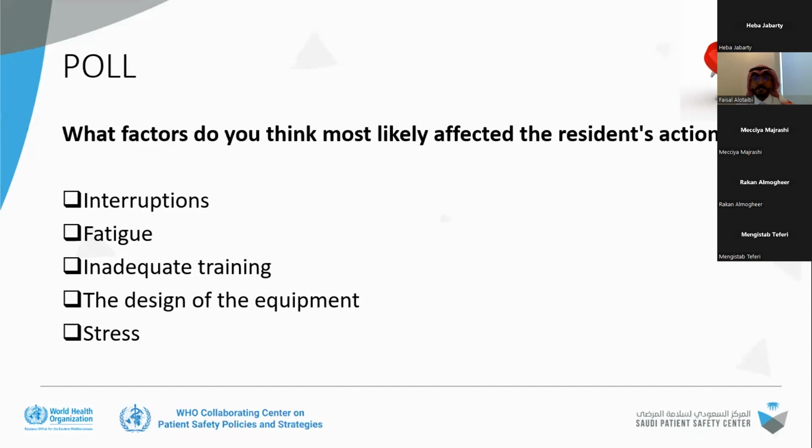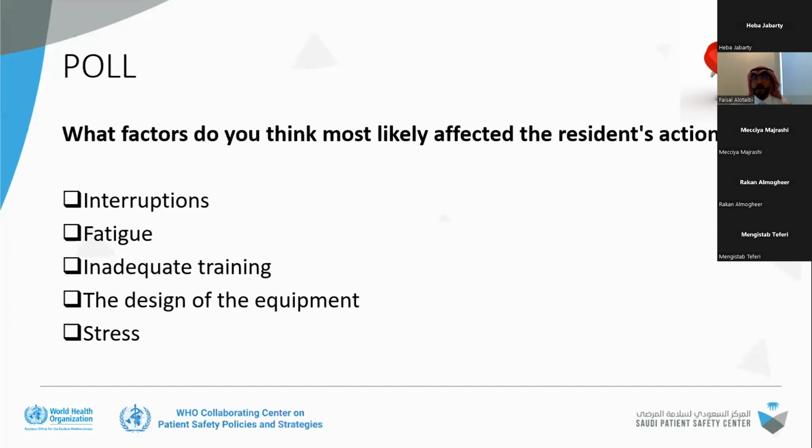Okay, so as you can see from those answers, all of them are correct. From this scenario, we can see that human actions and human performance are affected by different factors, either internally, such as fatigue and stress, or externally, such as interruption and inadequate training that he should get from his hospital, or even the design of the equipment. So as human beings and healthcare providers, we are affected by many factors that affect our performance within the healthcare sector.